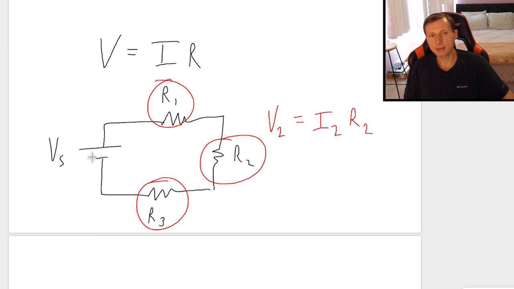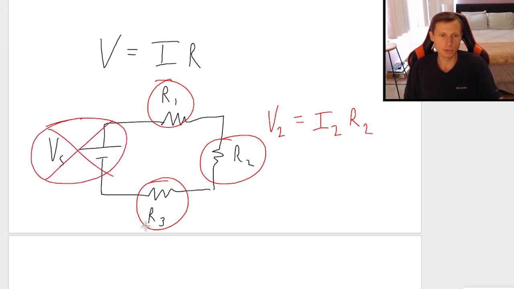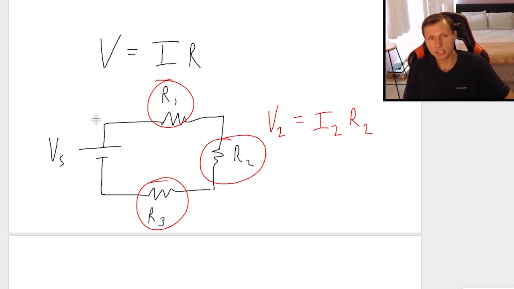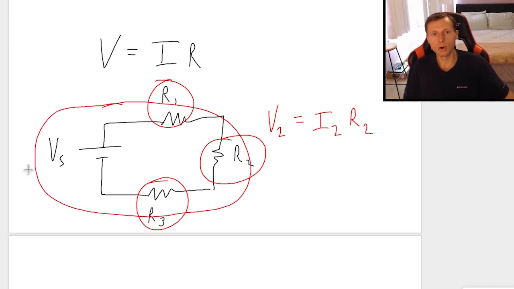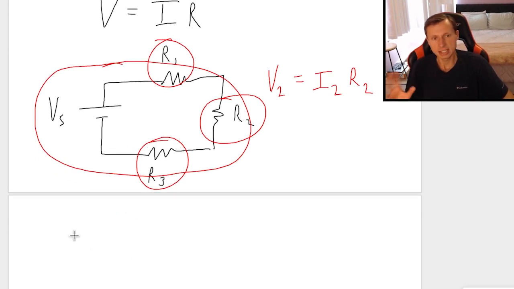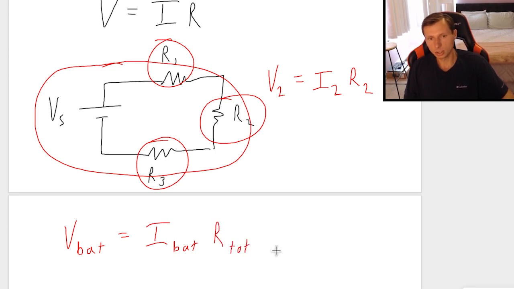I can also have a fourth Ohm's law, not for the battery, absolutely not. Batteries do not have resistance, although they do have internal resistance, but that's a story for another day. Never use Ohm's law for a battery. But what you can do is you can use Ohm's law for the whole circuit. And when you want to do Ohm's law for the whole circuit, typically what I write is V battery equals current battery times R total.